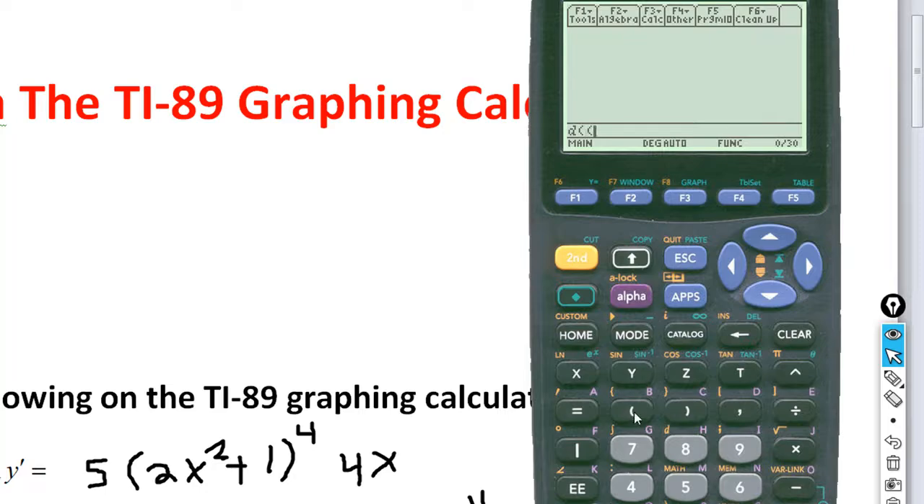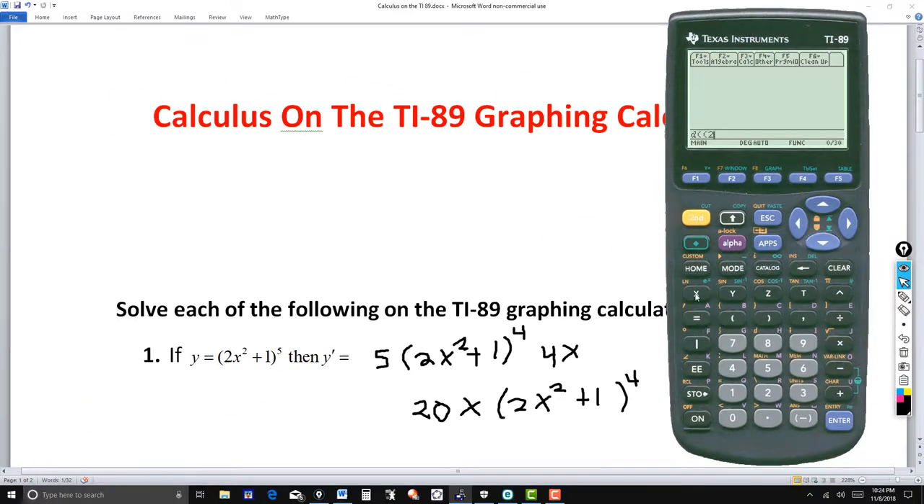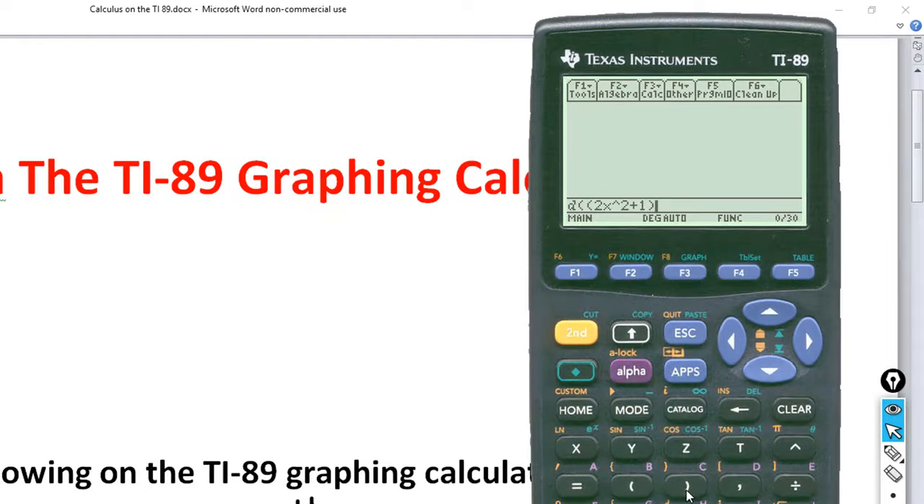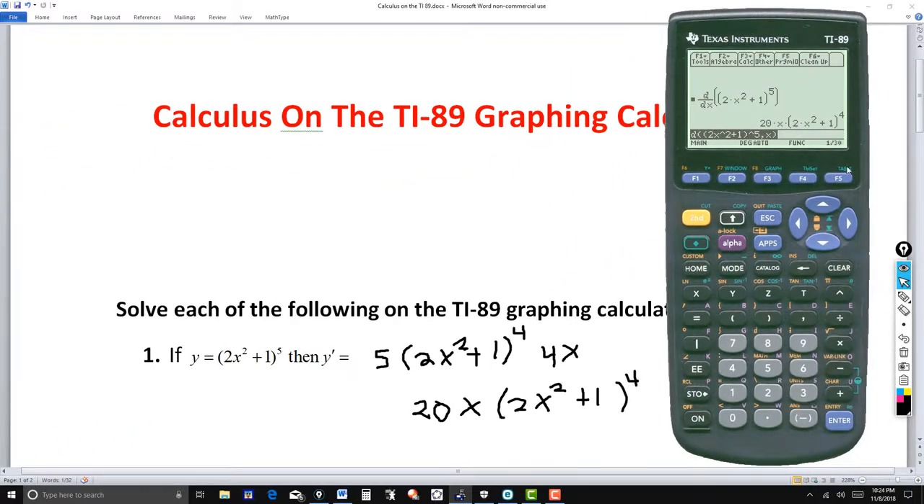So in parentheses, it'll be 2x to the 2nd plus 1, and then parentheses, and that quantity is to the 5th power. And then I put in a comma, and then I have to indicate the variable we're using, so x, and close parentheses, hit enter, and there you have it. The derivative is 20x, and quantity 2x squared plus 1 to the 4th. Okay, clear this.